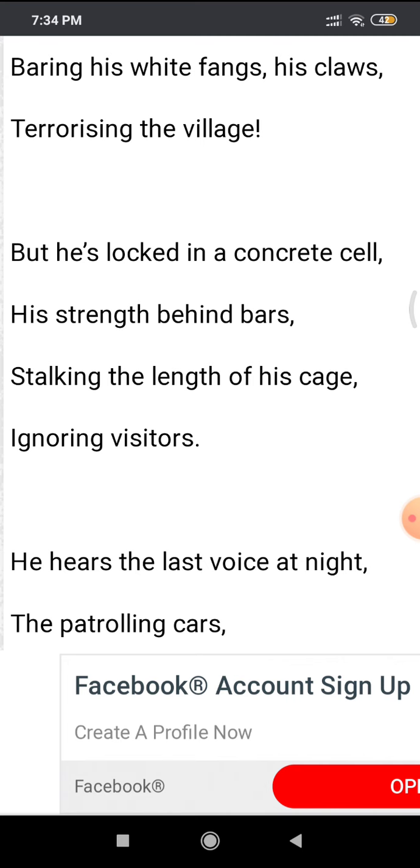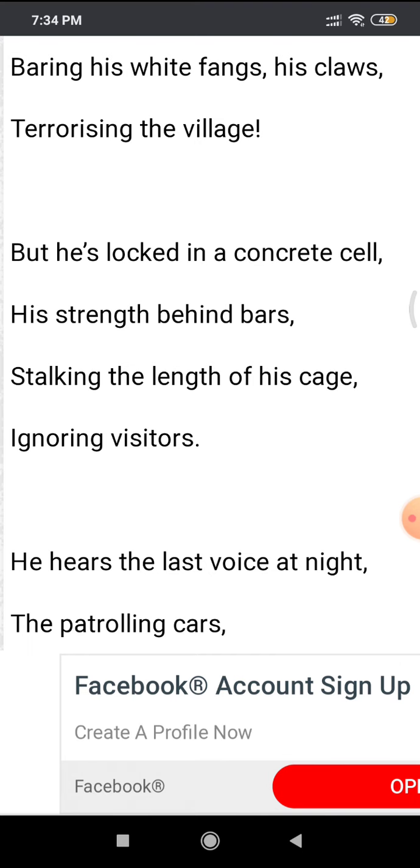Rage means anger. Ignoring visitors, though many visitors visit there to see him, to look at him, but he completely ignores them. Okay, so because he knows that none of the visitors would be releasing him from the prison, from the jail. Okay, and moreover the presence of the visitors is troubling the tiger because he cannot take any rest during the day.